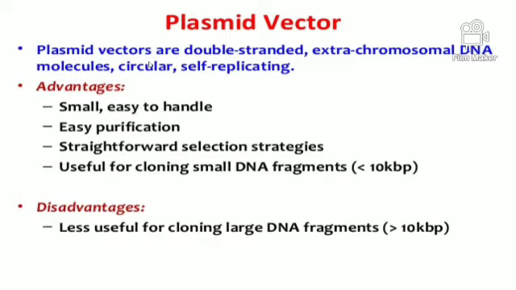So, what is a plasmid? Advantages of the plasmid. This is a 1-mark question in the board exam. Plasmid is a double-stranded extra chromosomal DNA molecule, circular and self-replicating. That is only the definition of the plasmid. Then the advantages: small and easy to handle, easy purification, straightforward selection strategies, useful for small DNA fragments. That's all. You get full marks for only these 2-3 sentences, so it is very important.